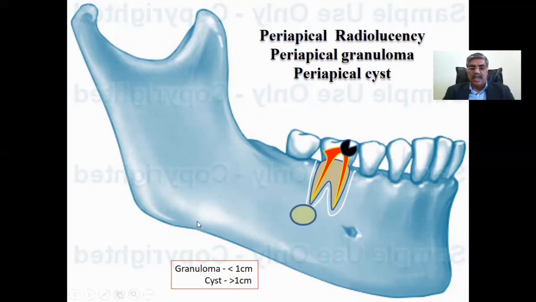Okay, so the cyst will have a well-defined periapical radiolucency, and there will be loss of lamina dura. The borders may show a white sclerotic border. The main difference between a periapical granuloma and a periapical cyst is the size. If the size of the periapical radiolucency is less than 1 centimeter, we prefer periapical granuloma. If the size is more than 1 centimeter, radiologically the chances are more for a periapical cyst.